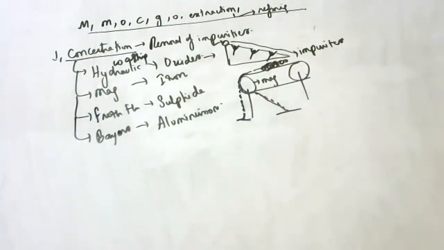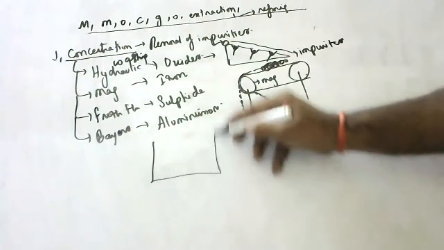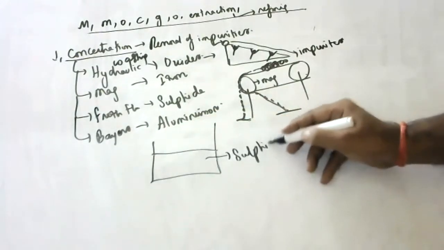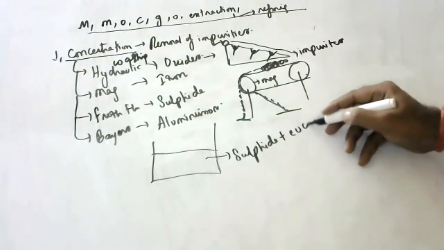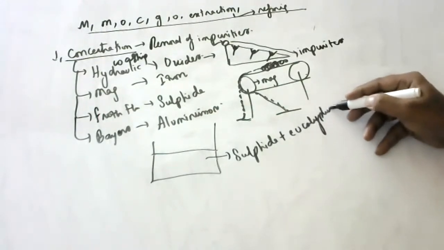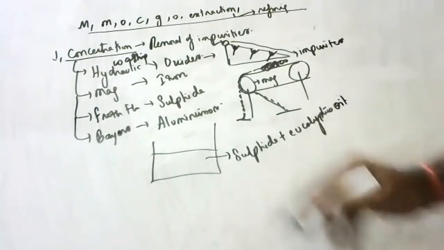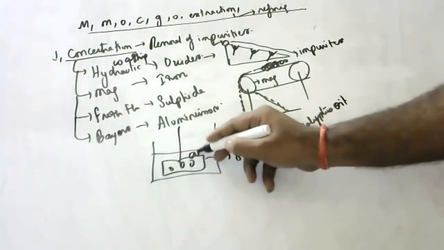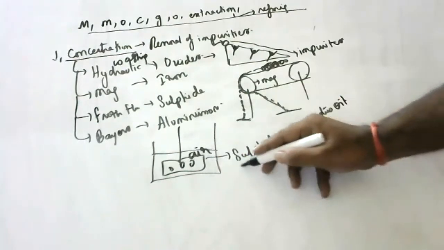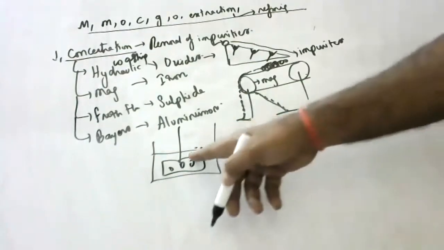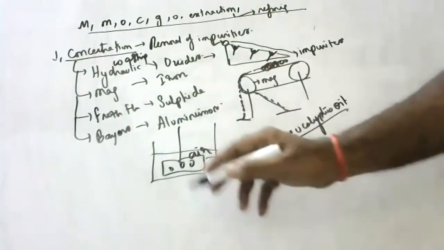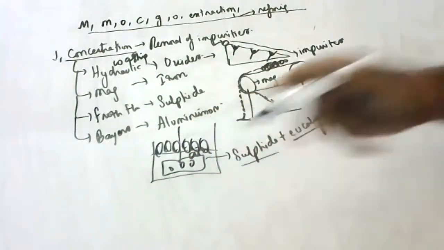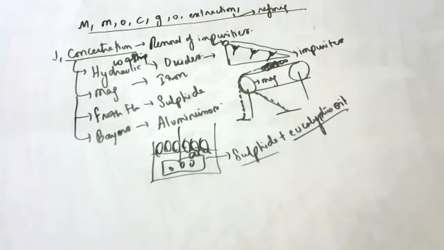Froth flotation, we'll take sulfide ores. Into the sulfide ore, we'll add eucalyptus oil. And after adding eucalyptus oil, we will send a blast of air. When you send a blast of air, all the froth will come up. Okay, with this froth, what happens?